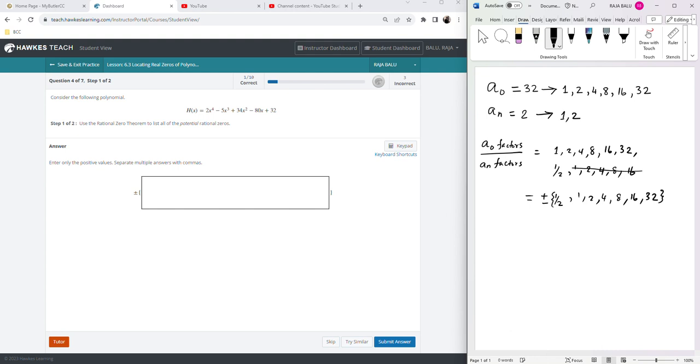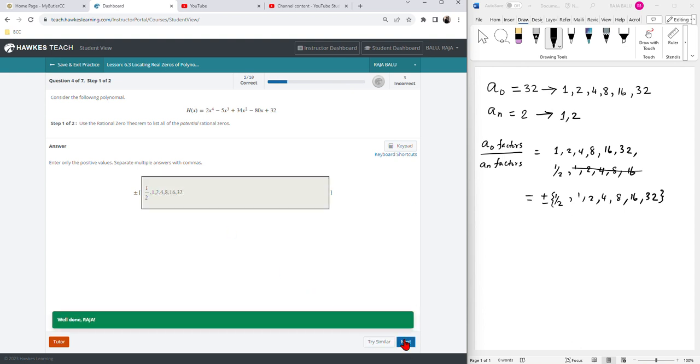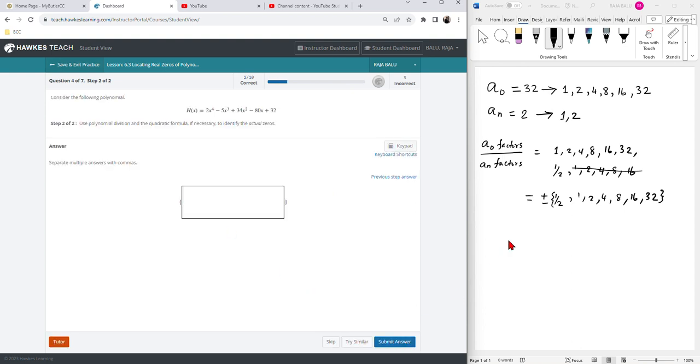So let's see if Hawkes accepts that. Comma 1, comma 2, comma 4, comma 8, comma 16, comma 32. Yep. Now next step. Next step is going to be tedious, so please bear with me. So now let's get down to this side, the scratch paper.